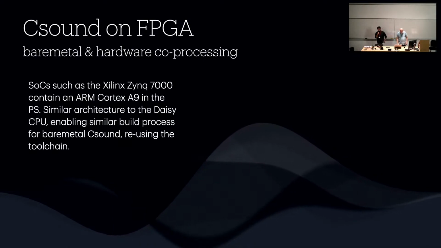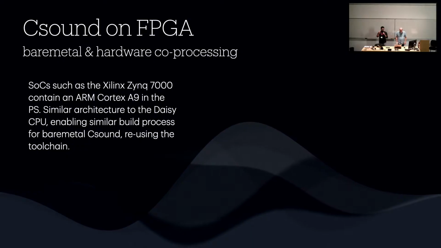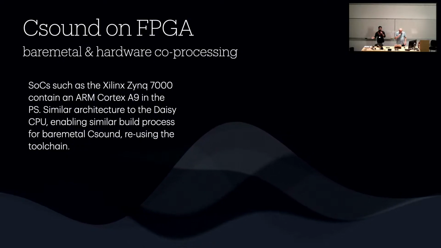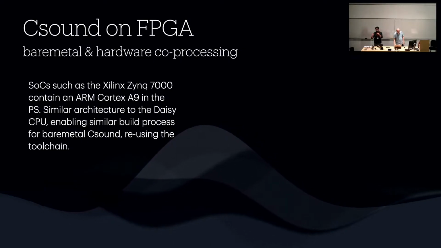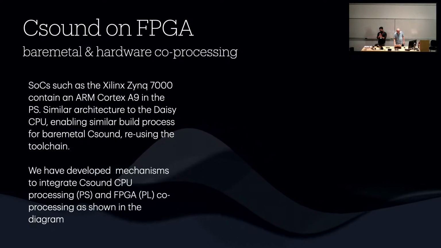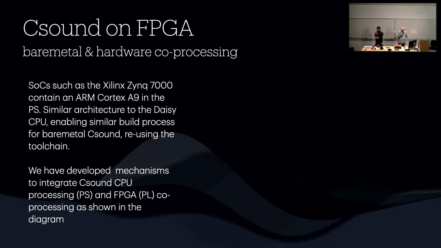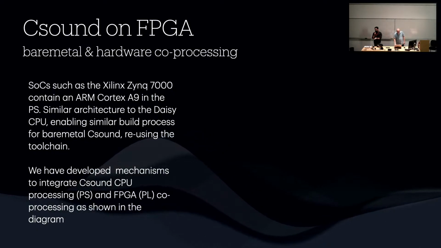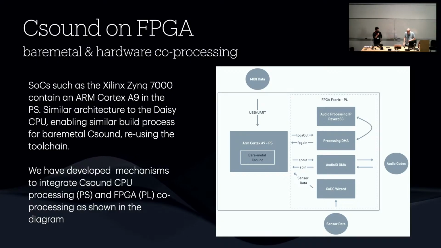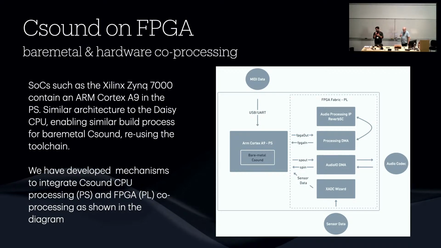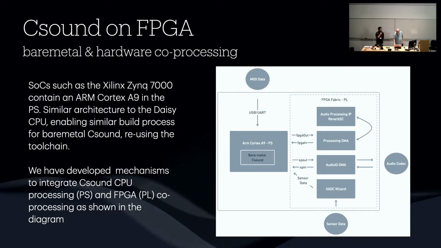So what we have done is basically there is the CPU part and the FPGA part. We run bare metal Csound, very similar to how it ran on the Daisy, on the CPU part. The Daisy had a Cortex M7. This has a dual core Cortex A9, the one we are using for experimentation, which is the Xilinx Zynq 7000. So we run Csound on the ARM CPU, and we made ports of Csound opcodes to run on the FPGA part for accelerated hardware processing.